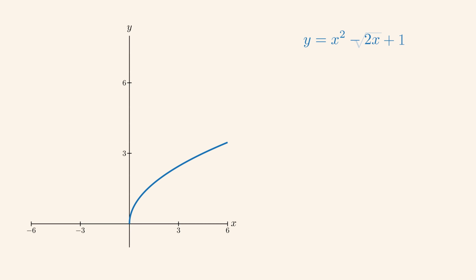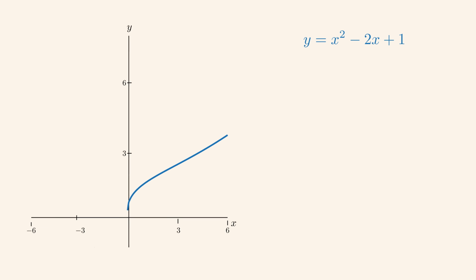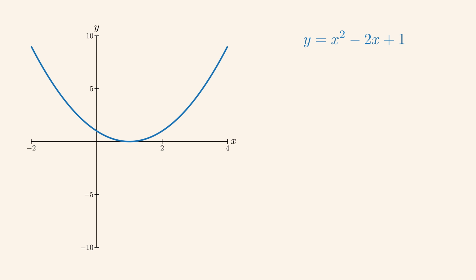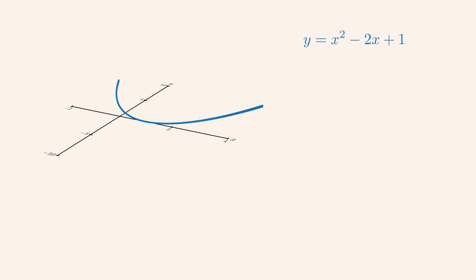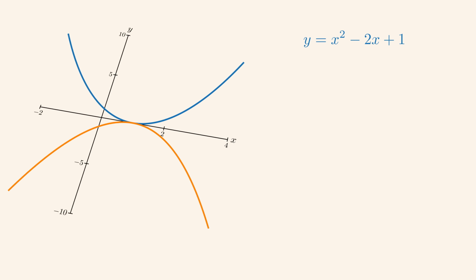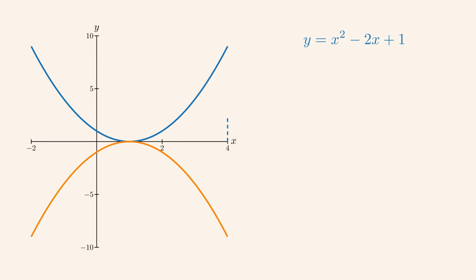Now let's look at another quadratic. Its graph is shown here. Suppose we reflect it across the x-axis. For example, when x equals 4, the y value of the blue curve is 9. At the same x value, the y value of the orange curve is negative 9.